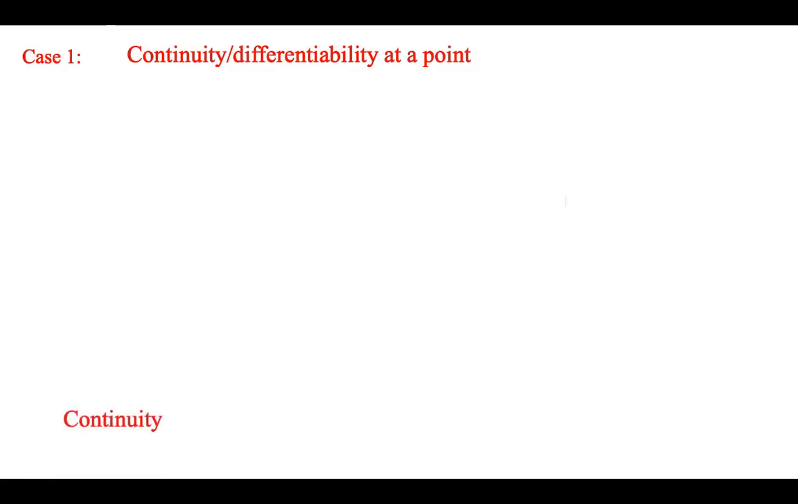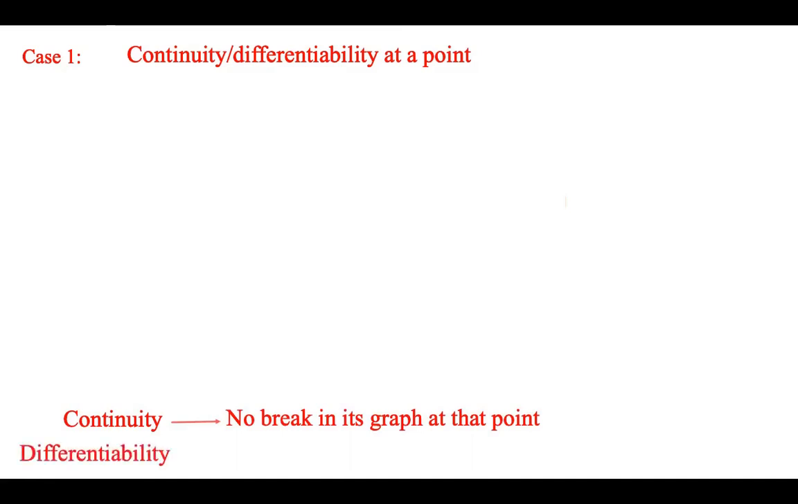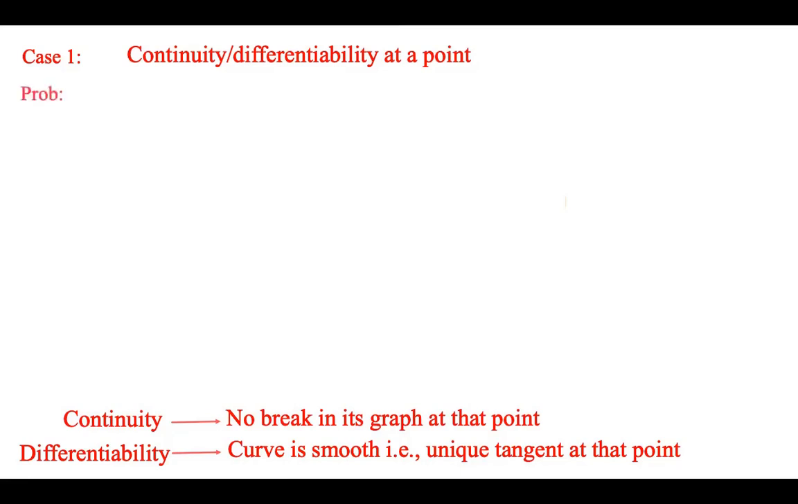First of all, the geometrical meaning of continuity is that when you trace its graph, there are no breaks in its graph. So continuity at a point means that at that point, the graph has no break at all. And the geometrical meaning of differentiability is that the function is said to be differentiable at a point if, at that point, the curve is smooth. That is, there are no peaks or sharp edges on the curve, or at that point a unique tangent can be drawn to that curve. So that is the geometrical meaning of differentiability.